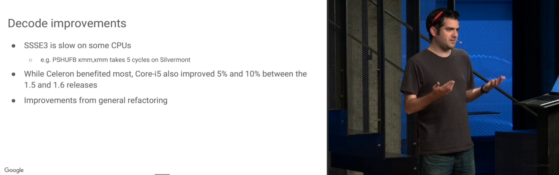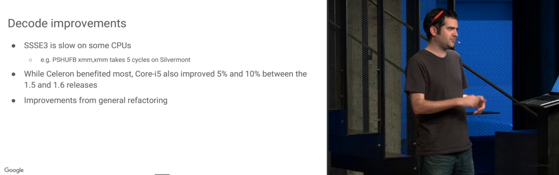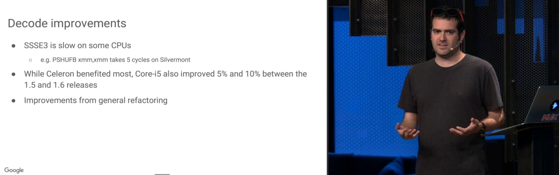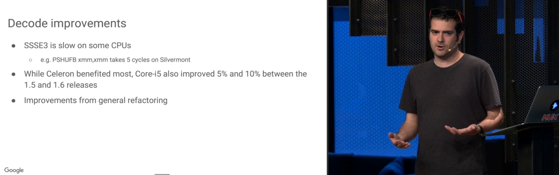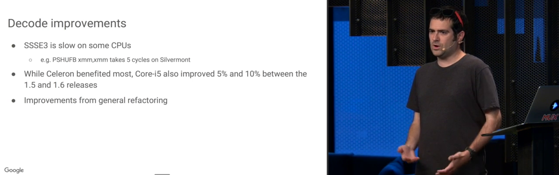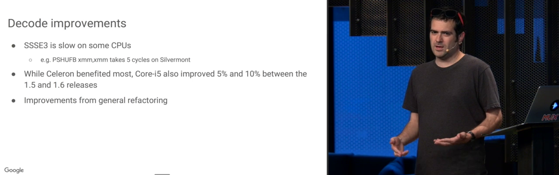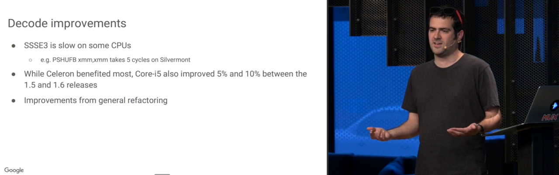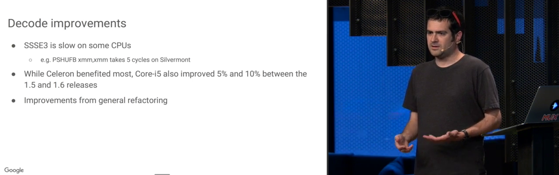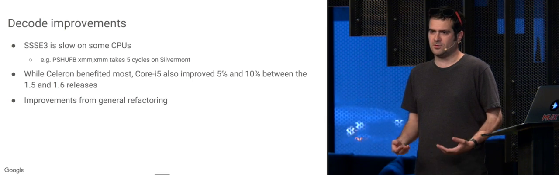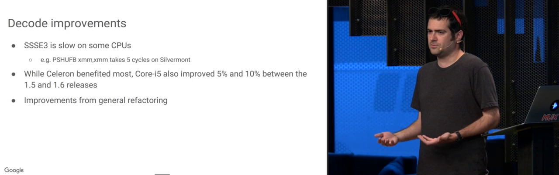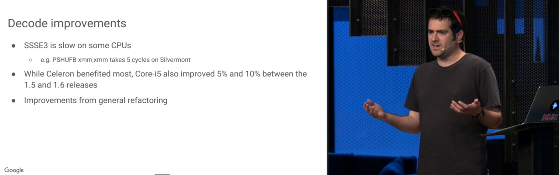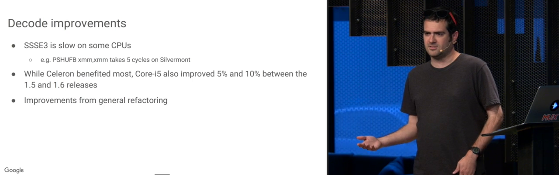I don't know what the CPU is doing. I assume it's looking for the answer in Ulysses or something. So we have tried to eliminate pshufb from anything called in the decoder. A lot of stuff where it seems to be useful, you can get away with SSE2 that runs just as fast. And while Celeron and Atom and the super low-end chips benefited the most, even Core i5 improved 5 to 10% between our latest release cycle.